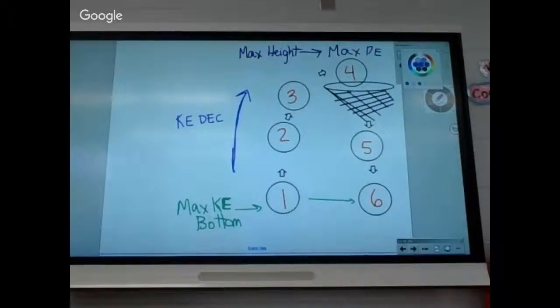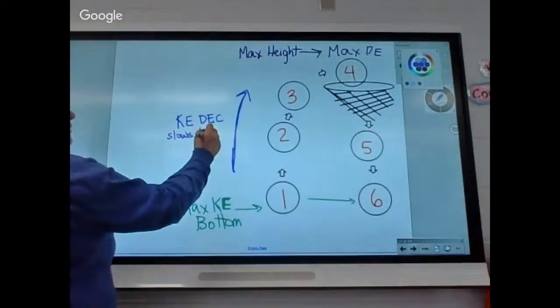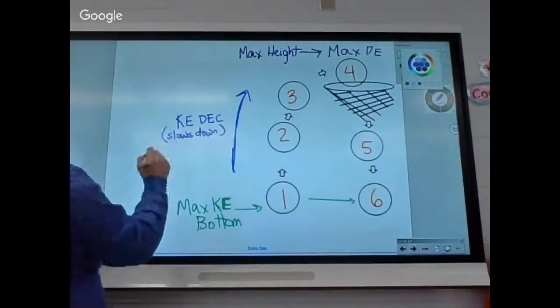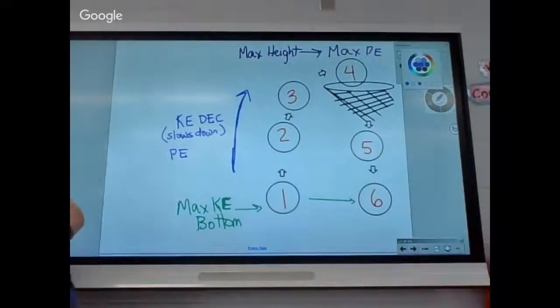All right, so why does kinetic energy decrease? Because it goes up. That's not the reason. What happens to its speed? It goes down. It decreases. All right, it slows down. That's why it decreases, because it slows down. All right? What happens to potential energy?